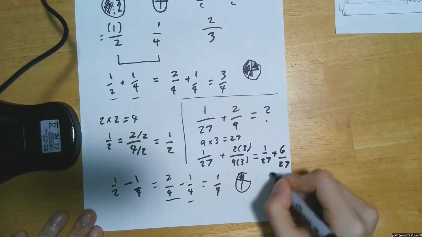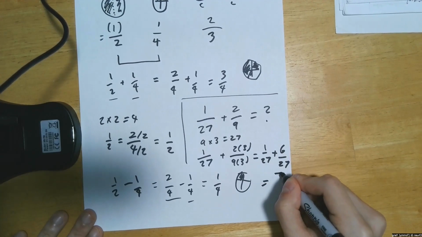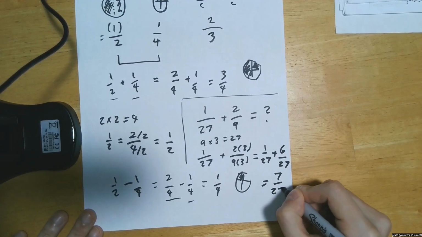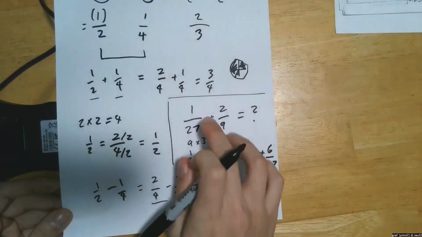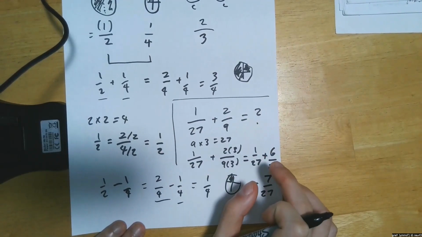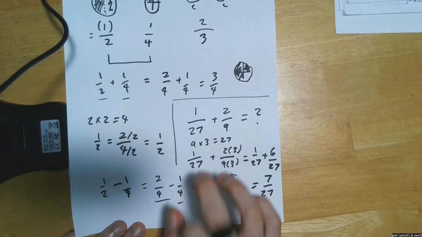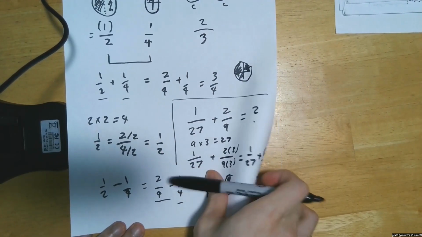And then now that we have the denominators being the same, we can say that this equals 7 over 27. So this is just simple addition and subtraction. The biggest thing you need to note is just practice and knowing how to make the denominators be the same by changing the numerators.